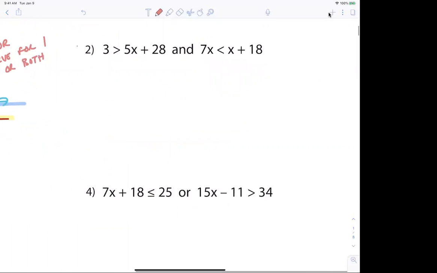Now, for question number 2, we have an and statement, so it has to be true for both statements. We'll do the math here. If I move the 28 over, it becomes negative 25 is greater than 5x. Divide by 5. Remember, when you reverse the order, x would be less than negative 5. Anybody have any issue with that? Over here, 6x is less than 18, so x is less than 3.